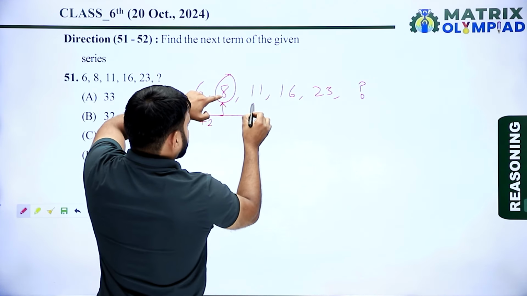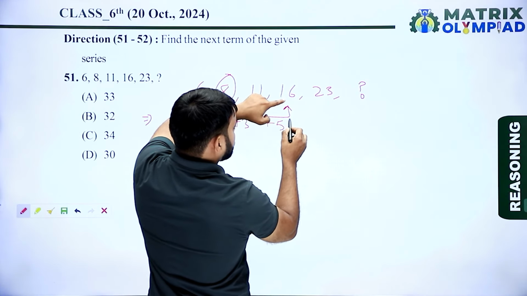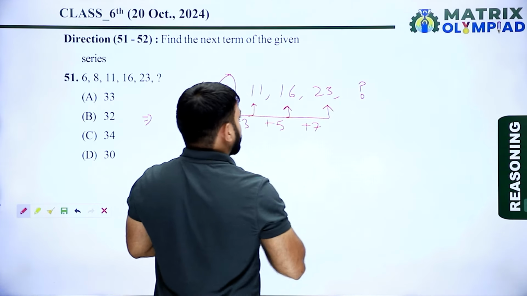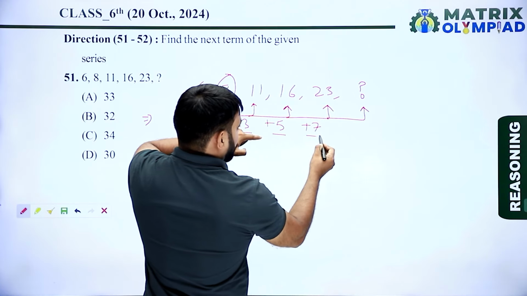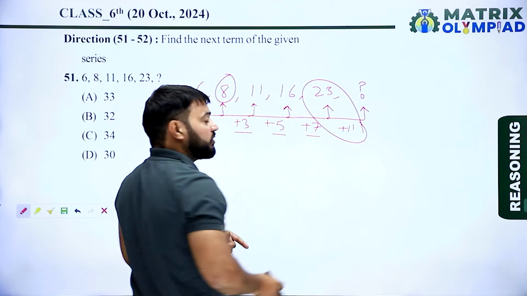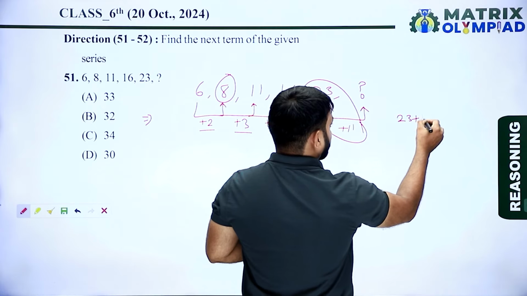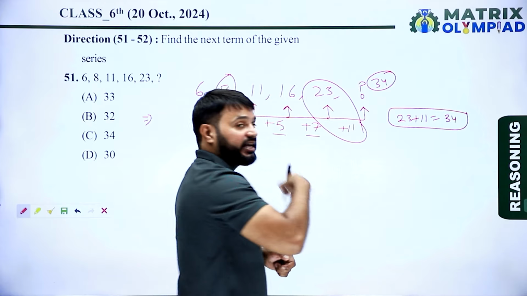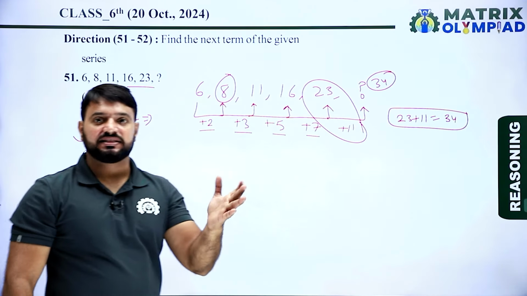Now 8 plus 3 is 11. Now 11 plus 5 is 16. Now 16 plus 7 is 23. Now we are adding 2, 3, 5, 7; the next prime number is 11. So now adding 11 to 23 gives the next term. So 23 plus 11 is 34. So here 34 is the next term of the given series. So option C is the correct answer of this question.